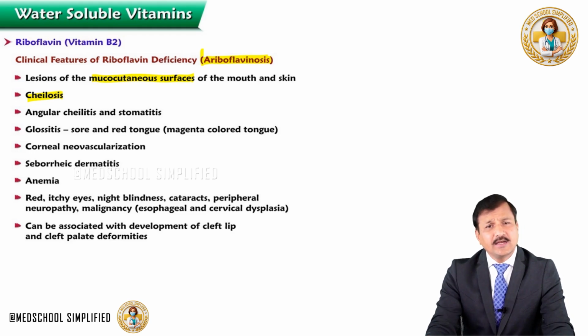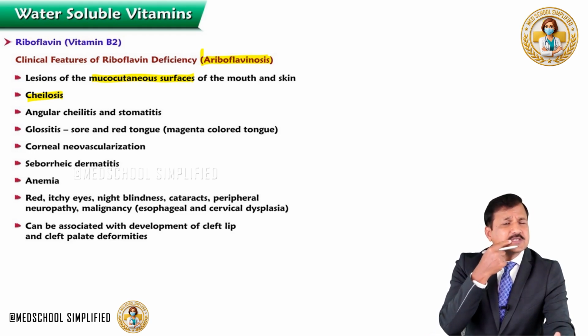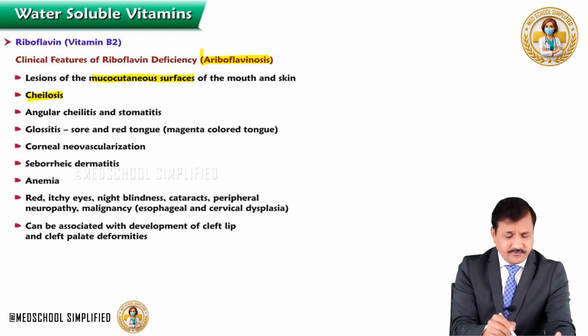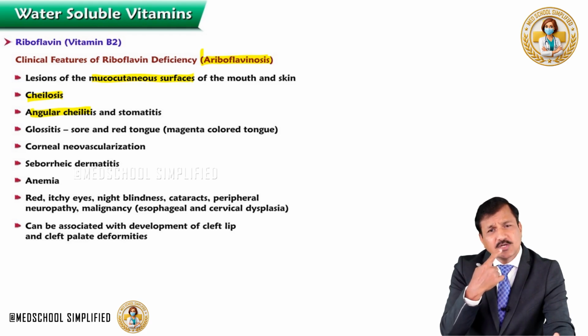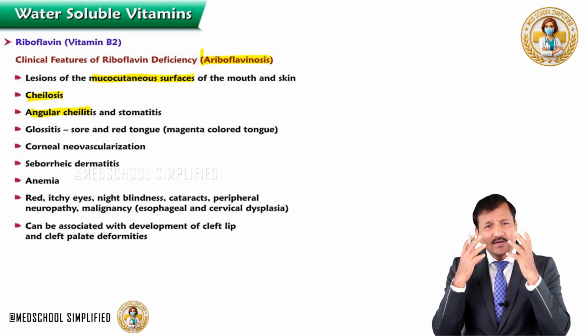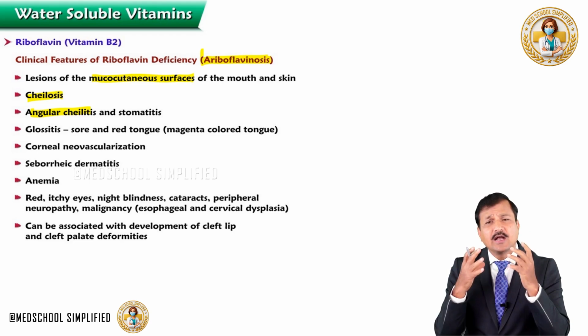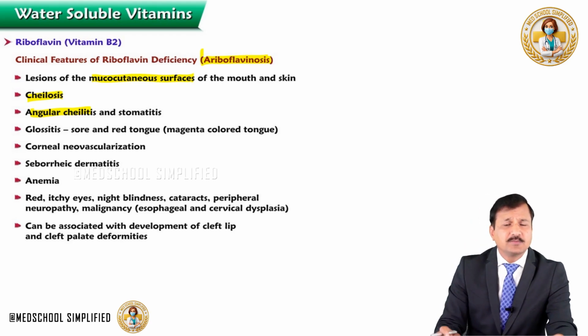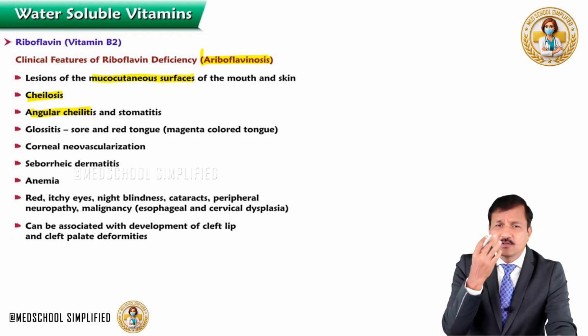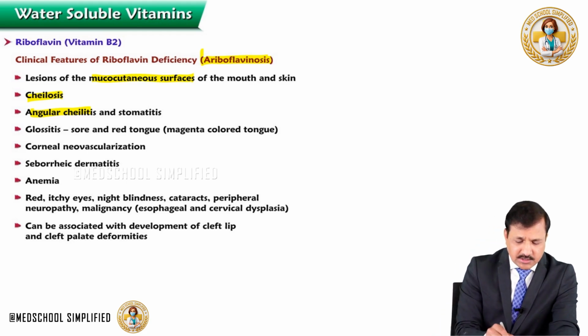And then angular cheilitis and stomatitis. Angular cheilitis means at the angles of the mouth, there will be redness and inflammation. That is what is referred to as angular cheilitis. And stomatitis. When you ask the patient to open the mouth and look at the mucosa of the mouth, including the tongue, it will be reddish in nature, inflamed and kind of sore, right? So, fissures and inflammation at the angles of the mouth, and the entire mouth looks red. That is what is referred to as stomatitis.